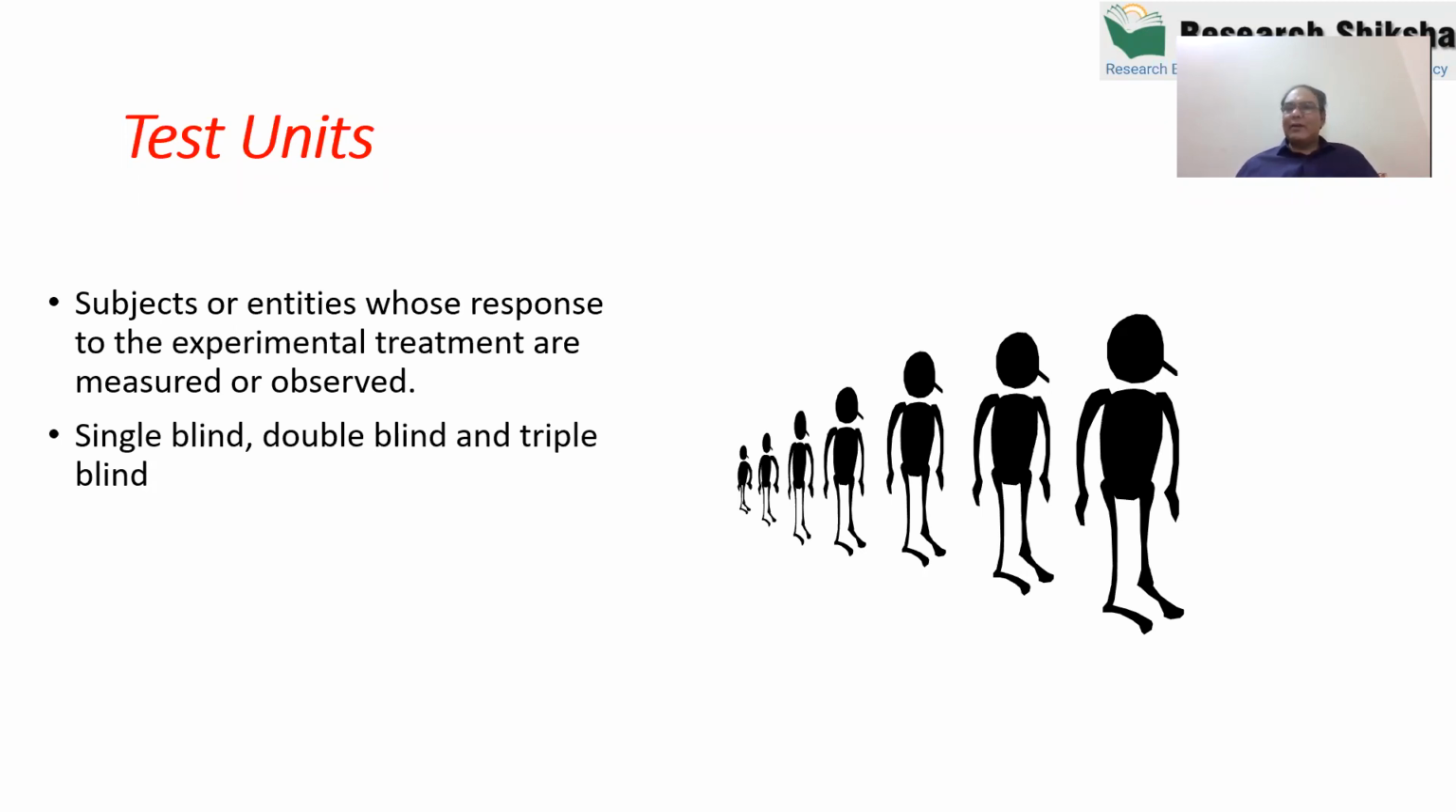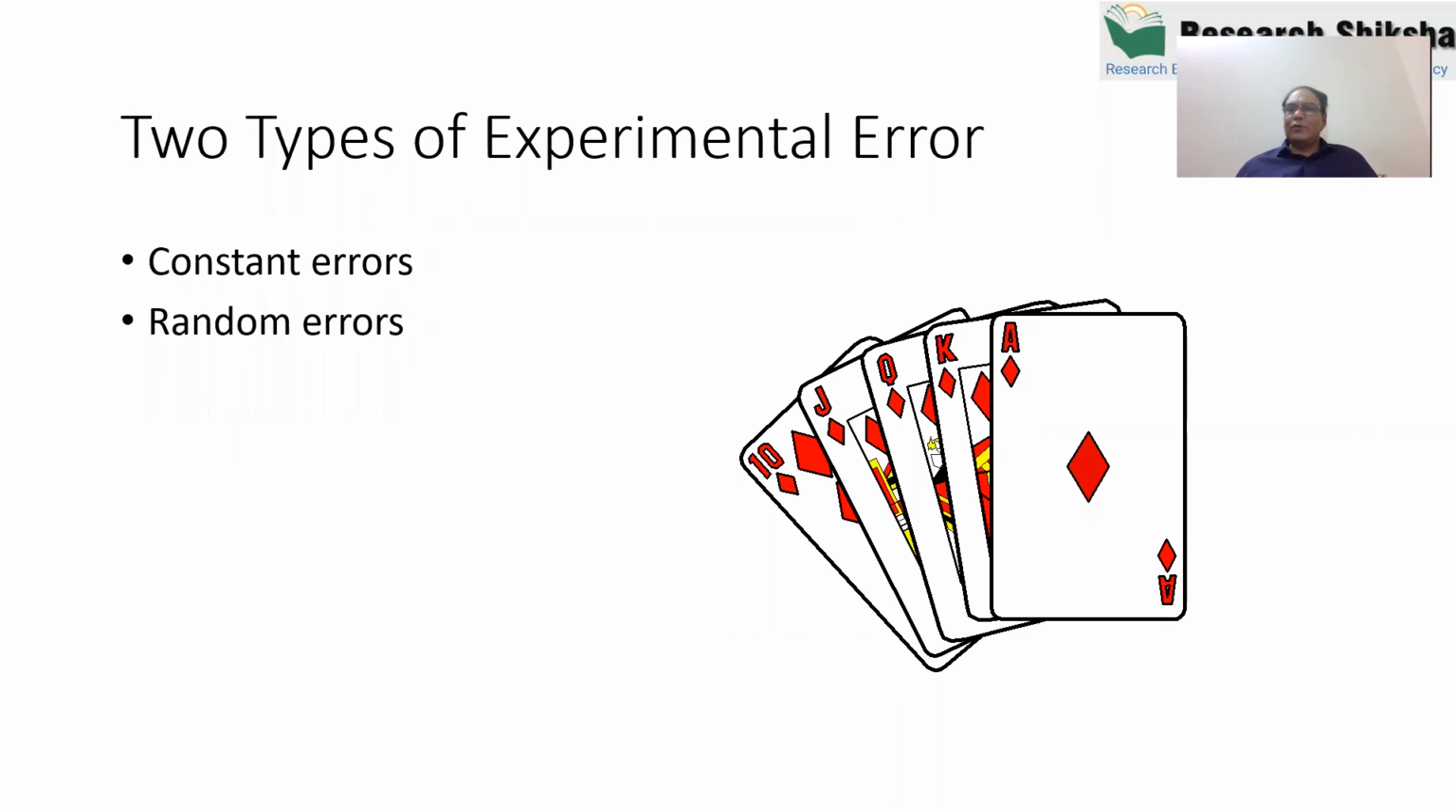And double and triple blind means we should also keep the proportion of gender, age group, experience group, all these the same, right? We want the same proportion of male and female in the experimental group and the control group. The same proportion of the age group should be there. So how many variables you are using for keeping the similarity? This is called test unit or blinding process.